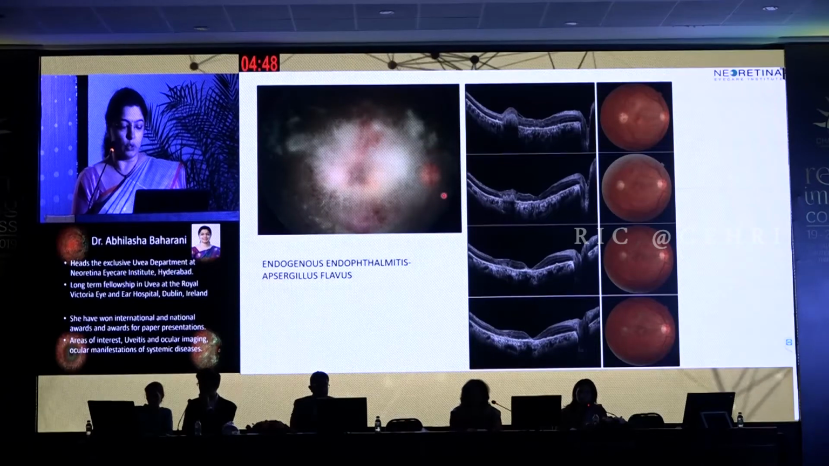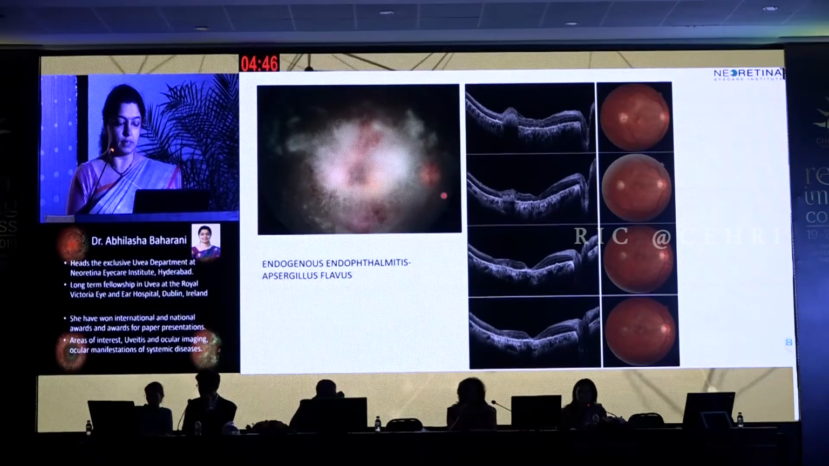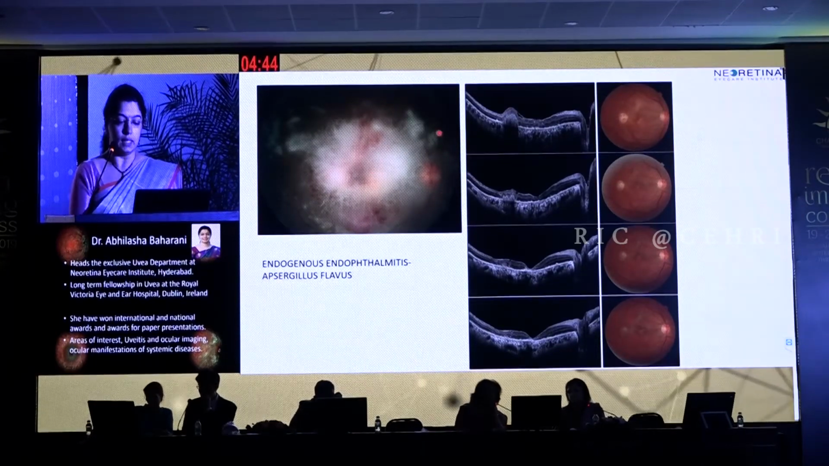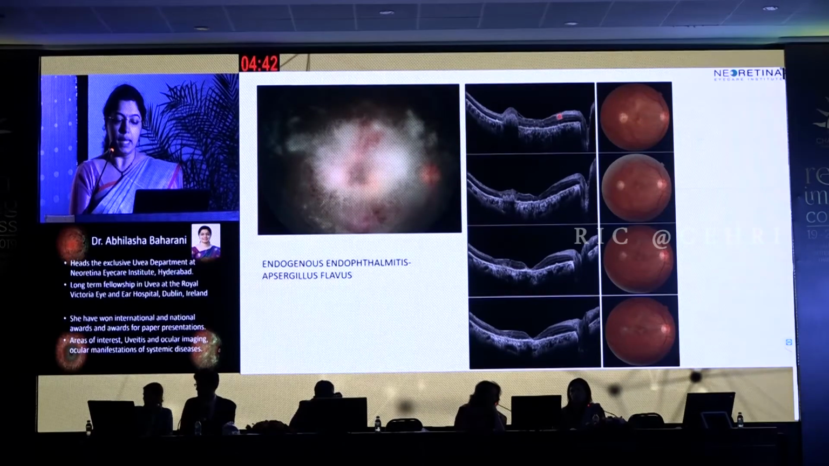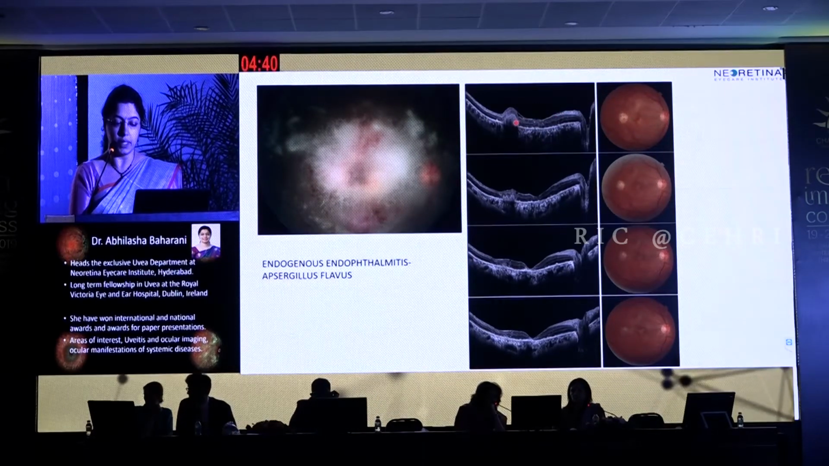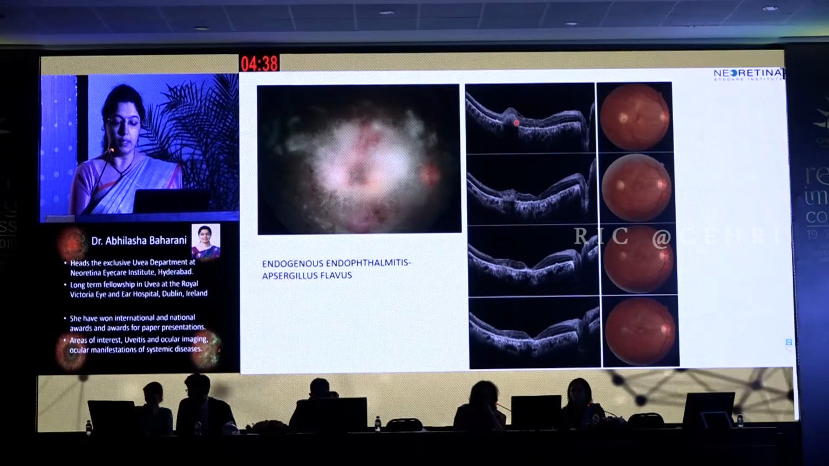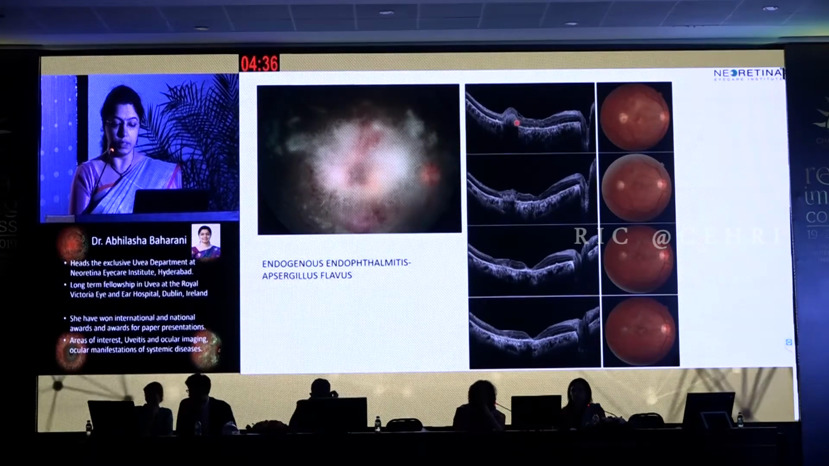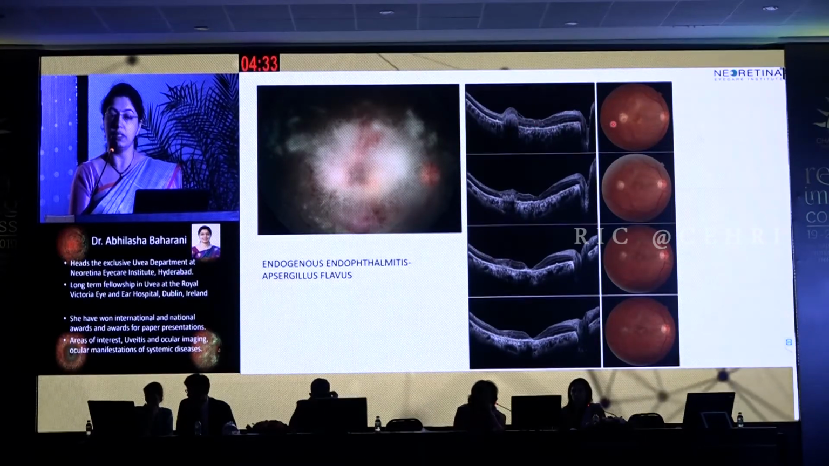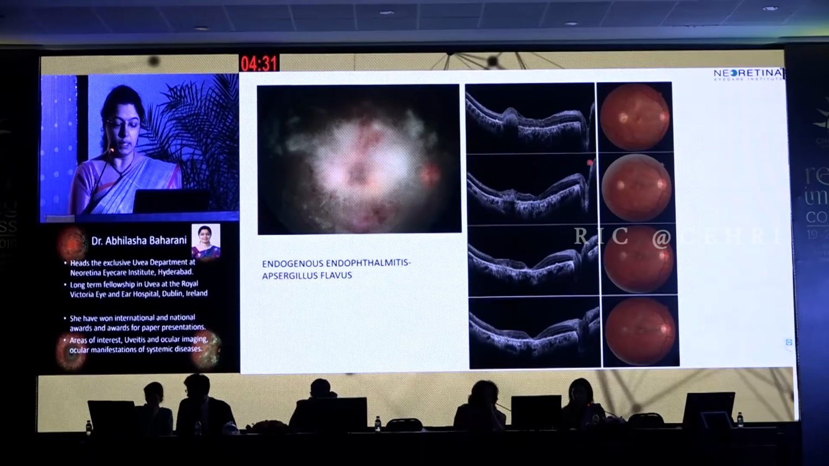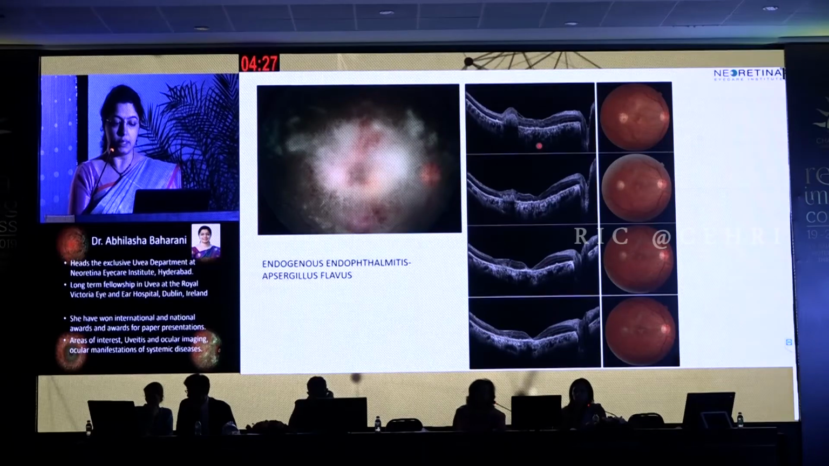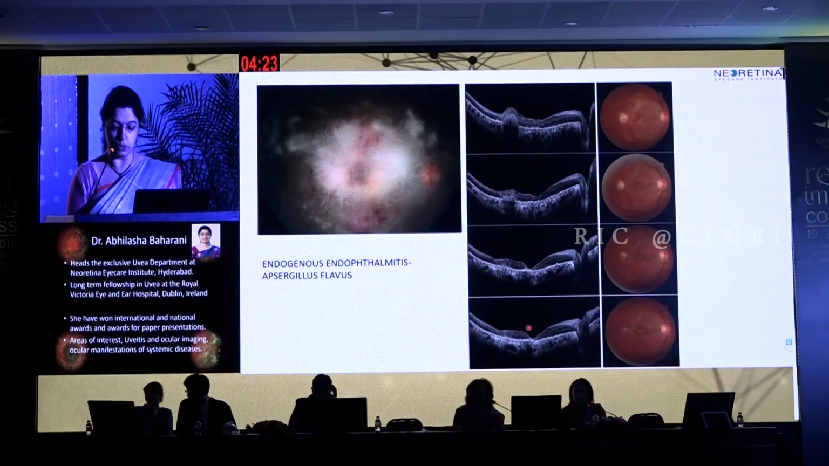This is another case of endogenous endophthalmitis due to Aspergillus flavus. This is the post-vitrectomy picture, and you see lesion in the outer retina. And now we know that we need to treat this further. So this patient was treated with intravitreal voriconazole till the lesion resolved completely. And you also notice that there is a decrease in thickness of the choroid as the lesion resolves.